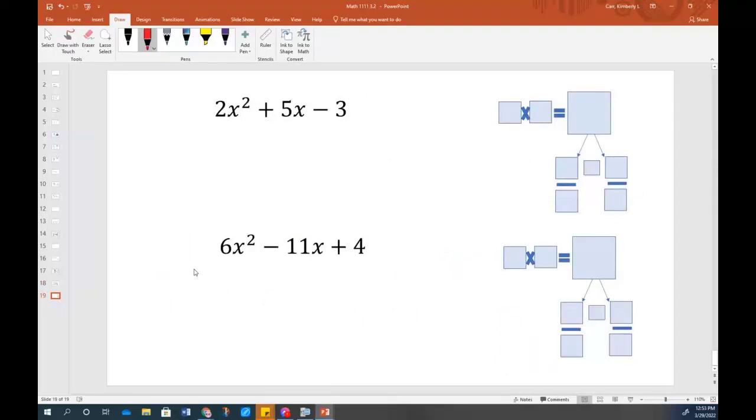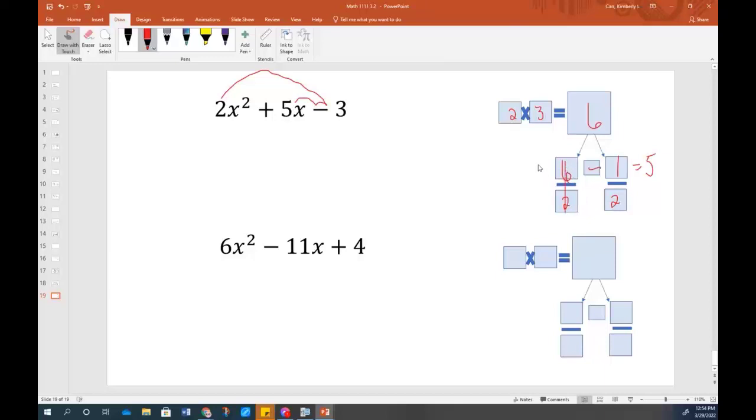So let's do a couple of these. Remember, we're going to start with that arc and then bounce. So I end up with 2 times 3 is 6. What multiplies to 6 but subtracts to give me 5? Well, here's 6 minus 1. 6 times 1 is 6, but 6 minus 1 is 5. I started with the leading coefficient of 2. I need to finish with that coefficient.